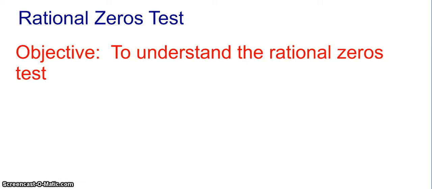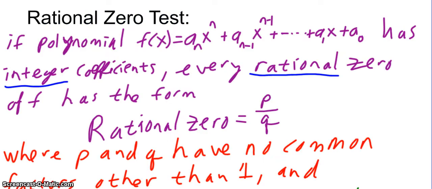Okay, so next we're going to talk about the rational zeros test. This is also called the rational roots test. It is also referred to as what you use to find the possible rational roots or possible rational zeros. So all of those things are referring to the rational zeros test. So this is what the rational zero test says, or what it is.